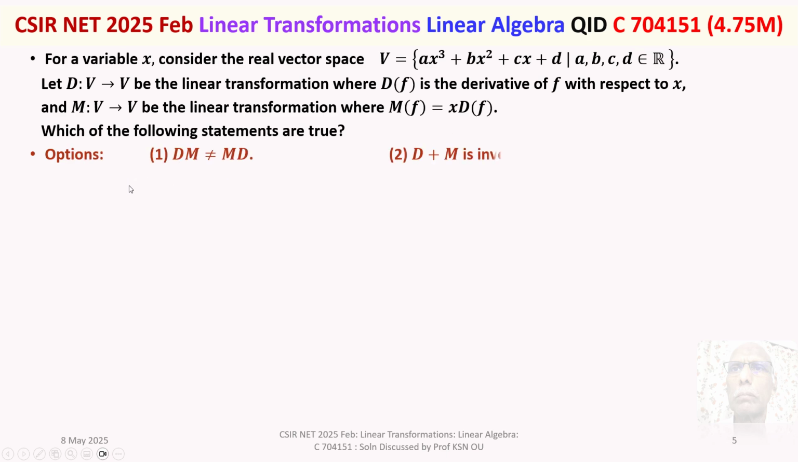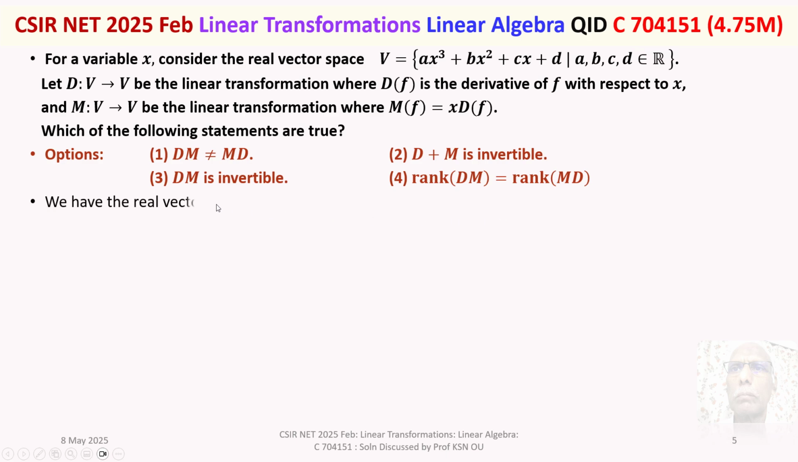We are given four options. Option 1, DM not equal to MD. Option 2, D plus M is invertible. Option 3, DM is invertible. Option 4, rank of DM is equal to rank of MD. Let's now discuss the solution of the problem in detail.